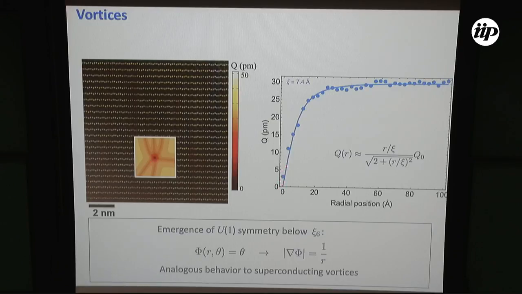And this is the value of the amplitude of the trimerization as a function of the distance to this singular point. So this is the experimental behavior that we find for the amplitude of the order parameter: again, as in the case of superconducting vortices.